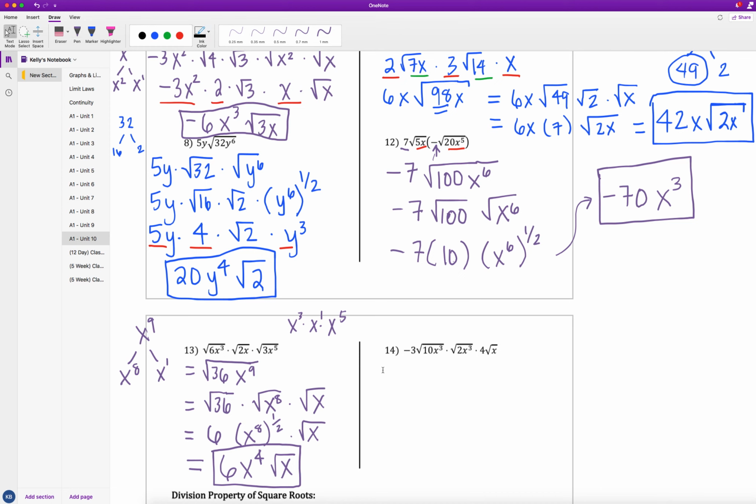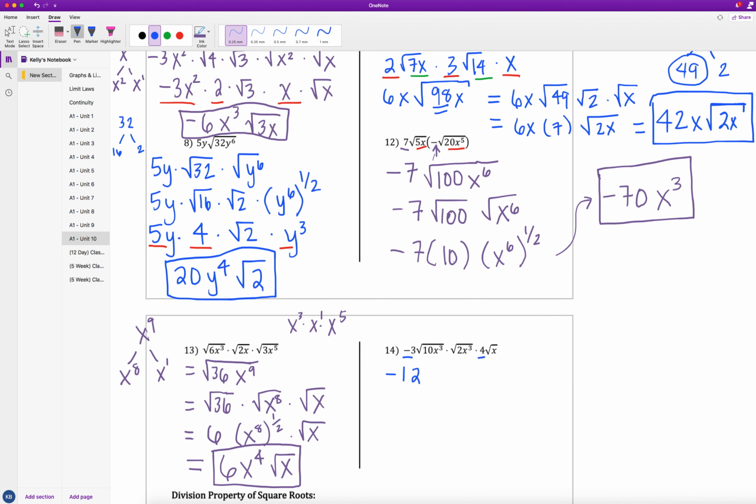Hey, why don't you guys pause the video and try example 14 on your own first, and then we'll check it together. So on example 14 here, we have -3 times the square root of 10x to the 3rd times the square root of 2x to the 3rd times 4 times the square root of x. So what we're going to do is multiply anything that's in front of the square roots together. So the -3 and the 4 will give us a -12.